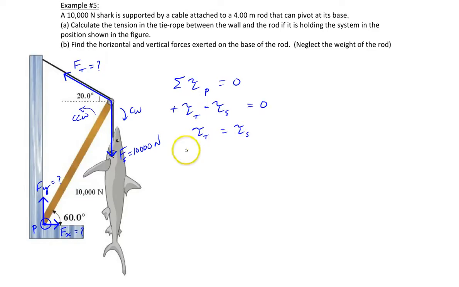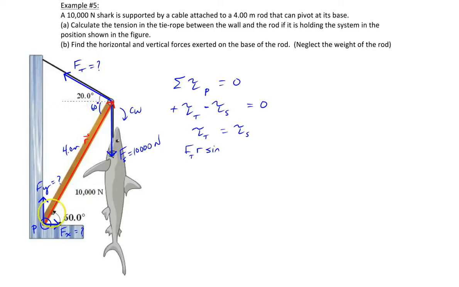The torque from the tension is the force of tension multiplied by the distance from the pivot point all the way to here, which is really 4 meters, and then multiplied by the sine of the angle between this vector, r, and this force. Now you can see there's a 60-degree angle here made with respect to the beam and the horizontal, so this angle here is 60 degrees.